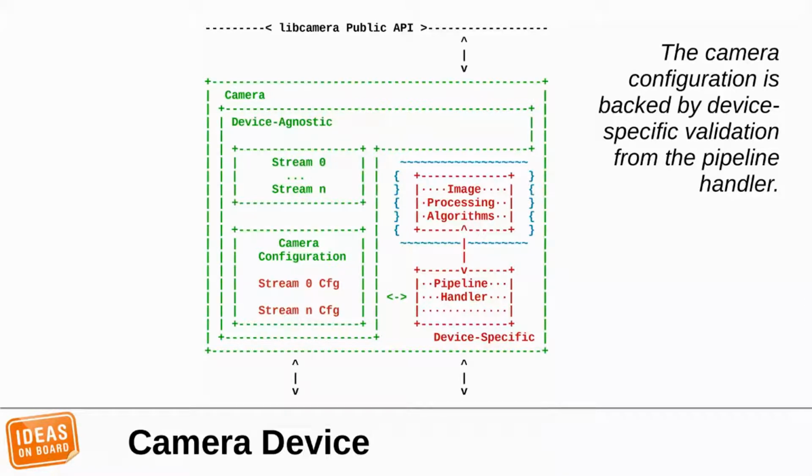But the idea here is that the application will create a camera configuration with per stream configuration and negotiate that with the pipeline handler until a suitable configuration that can be achieved by the pipeline handler and that's suitable for the application is found. And all that is validated internally and used to drive the camera.